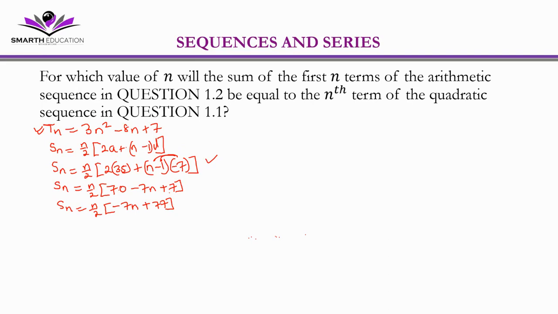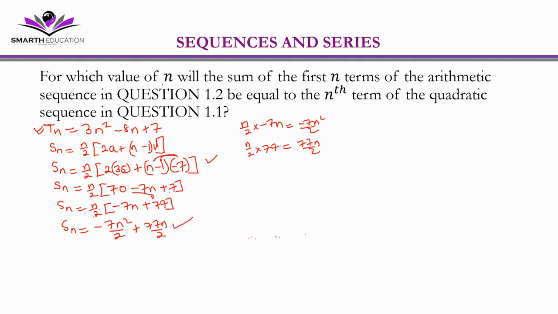Now we can distribute our n over 2. Maybe if you want, you can distribute n first and then distribute the 1 over 2 after. But if you say n over 2 times negative 7n, what do we get? We get negative 7n squared over 2, isn't it? Alright, so Sn is equal to negative 7n squared over 2, and then n over 2 times 77 is equal to 77n over 2. So it's going to be plus 77n over 2. So this is our Sn.